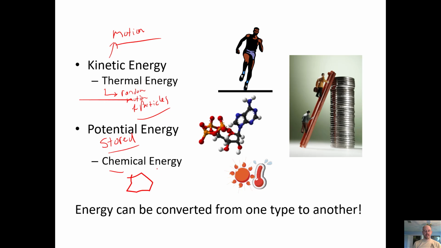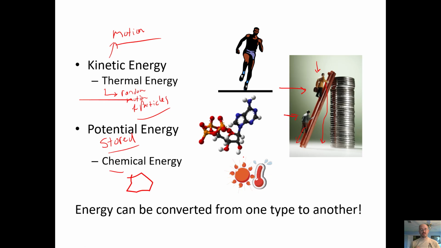Another kind of potential energy has to do with position. So for example, let me just look at these guys climbing this ladder over here. This guy at the top has more potential energy than this guy at the bottom. What do I mean by that? Well, if this guy falls off the ladder, he's going to release more energy when he falls and hits the ground than this guy, right? So if you convert potential energy into kinetic energy, this guy's going to produce more kinetic energy and hit the ground harder than this guy.